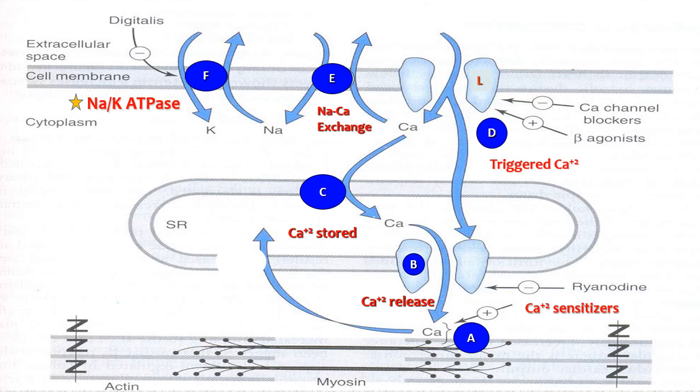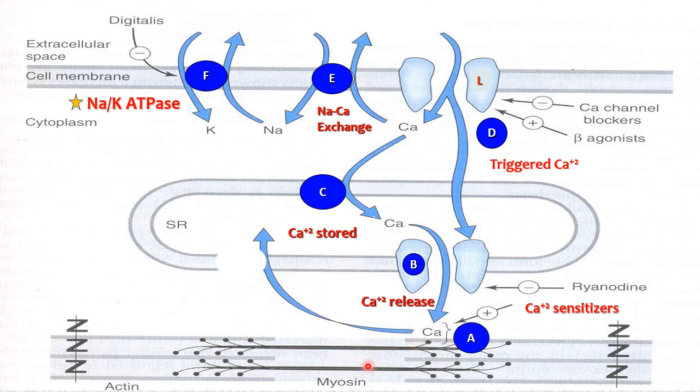Normal cardiac contractility depends upon the following factors. This is a cardiac myocyte. To understand what's actually happening in the heart failure and what are the drugs which can be used to treat heart failure, it is really important to understand this diagram. These are the actin and myosin filaments, sarcoplasmic reticulum which stores calcium, the cytoplasm and the extracellular space. And we all know the most important ion for the contraction of cardiac muscle is calcium.